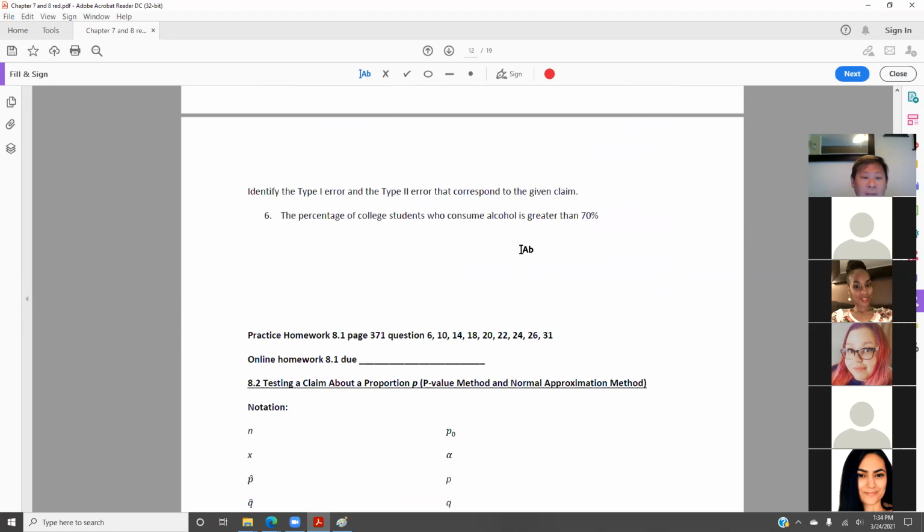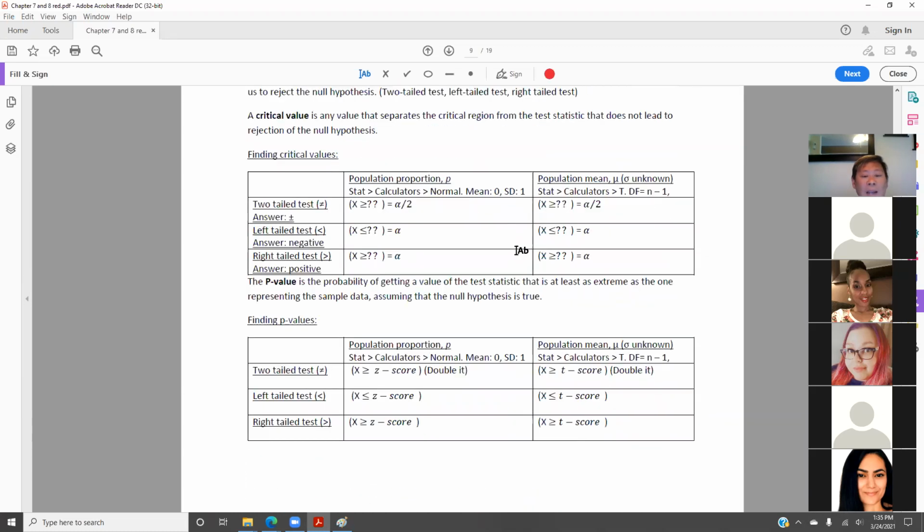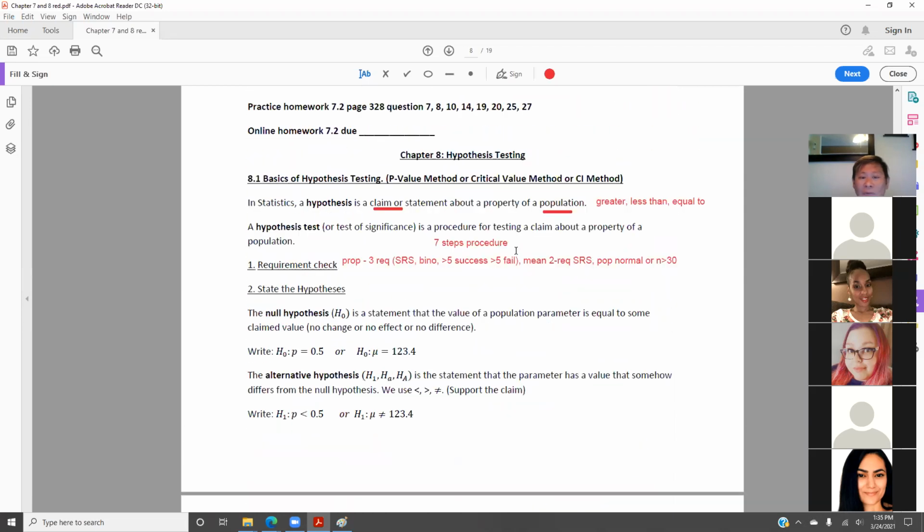It's very, very important. So this 8.1 is just the basics. What we're doing is they break these 7 steps into individual steps. They use step 1 first, and then step 2, and then step 3. And then at 8.2 and 8.3, they combine all these 7 steps into one big hypothesis test.